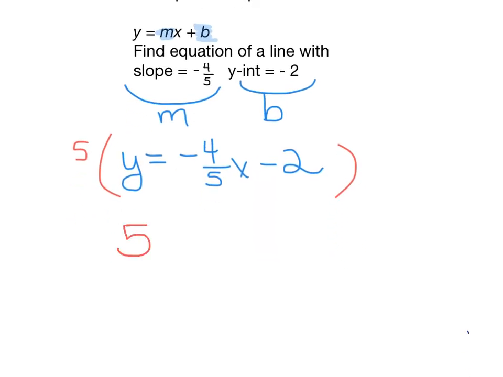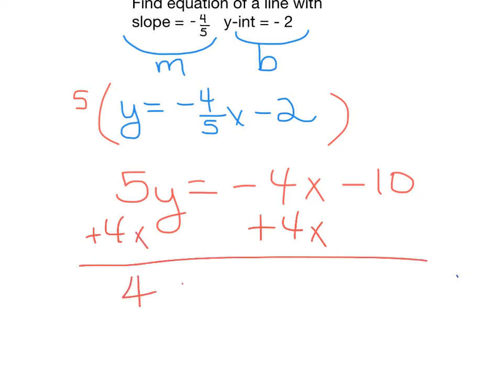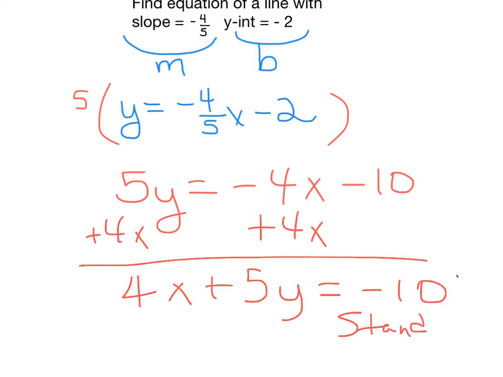So I get 5y equals negative 4x minus 10. And then again, move the x over. And now I have standard form: 4x plus 5y equals negative 10. And now we have standard form.